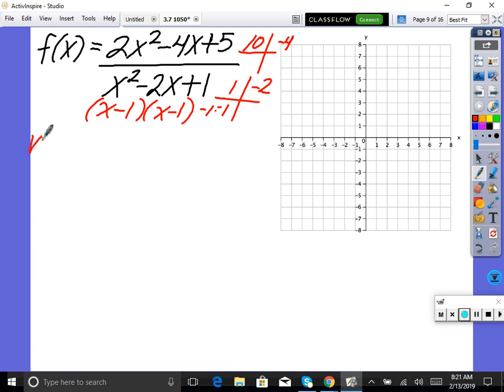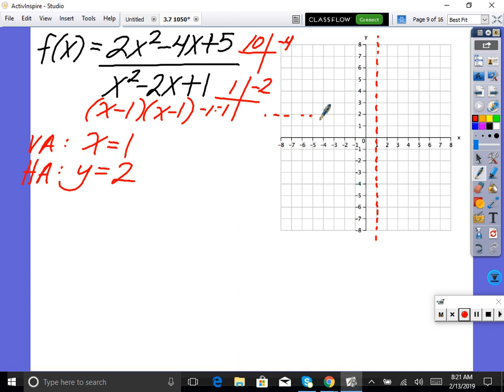Okay, now we can find our vertical asymptotes. X equals 1 is my vertical asymptote. It happened twice, so that's asymptote on top of an asymptote. It's just the one asymptote, you know? Okay, let's find our horizontal asymptote. You would use your rule. Isn't the degree the same on top and bottom? So y equals 2 would be my horizontal asymptote.